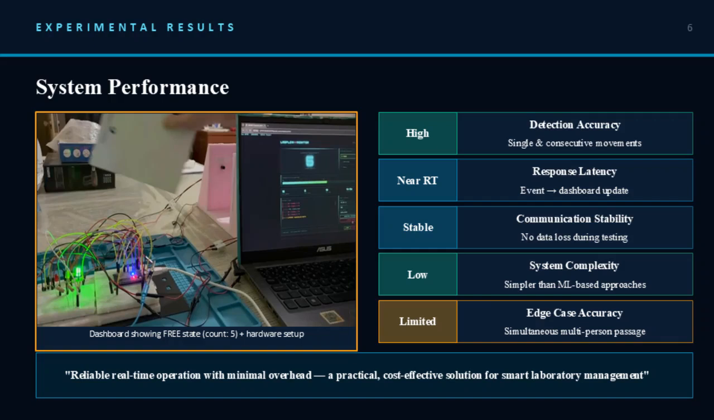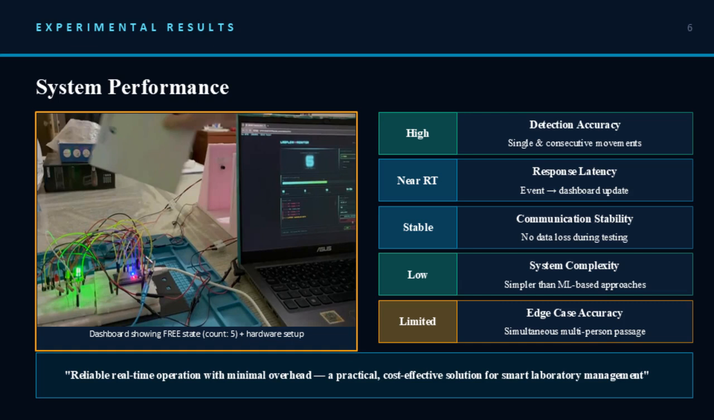Based on the testing you just saw, here are the key performance results. Detection accuracy was high. Under normal operating conditions, including single person and consecutive movements, the system correctly classified every entry and exit event. Response latency was near real time. The delay between a sensor event being detected and the dashboard updating was minimal throughout all testing, as you could clearly see in the demonstration. Communication stability was stable throughout. No data loss or interruptions were observed during continuous operation.